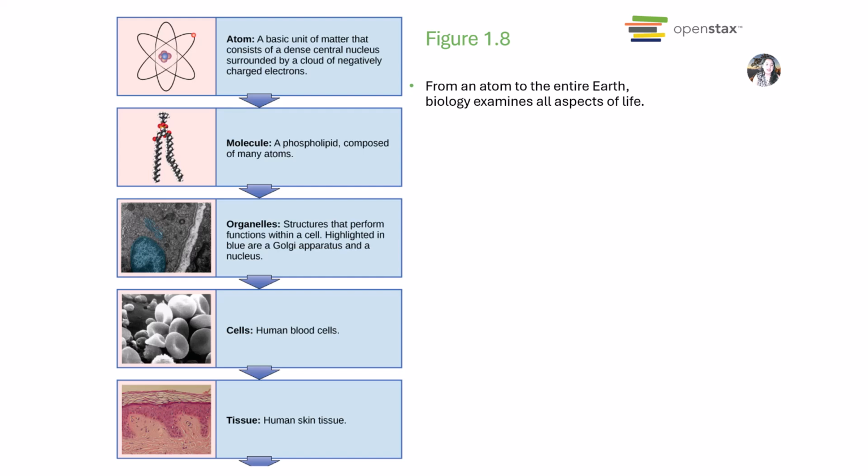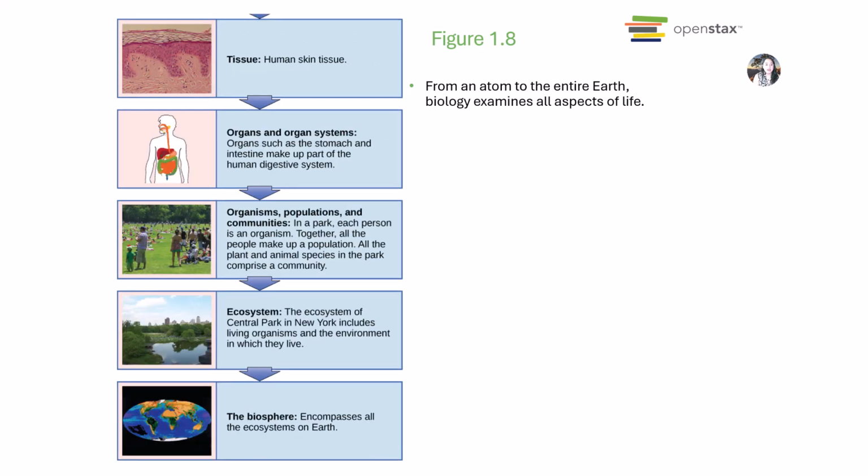And so the organelles work together to form cells, and then your cells work together to form tissues, and then tissues work together to form organs and organ systems, and that makes up a whole person, one organism. And how organisms interact with other organisms, we would call populations. And then how populations interact with each other would be a community.